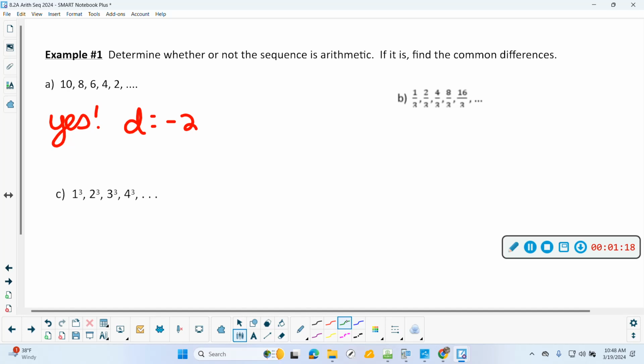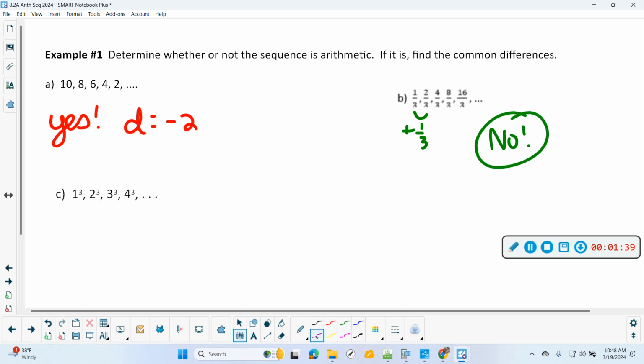Okay, 1/3, 2/3, 4/3, 8/3, 16/3. Are you adding or subtracting the same amount between them? No, because, and I just kind of test it, from 1/3 to 2/3, I would have to add a third. That is not the consistent pattern between the terms. And of course, if it's not arithmetic, there's no difference.